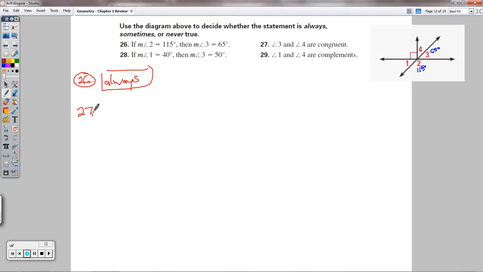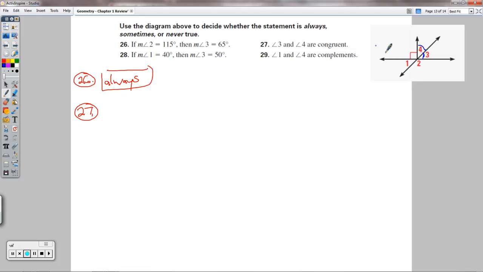27. Let me erase what I had there. Now I've got a new set of requirements or data. We've got angle 3 and angle 4 are congruent. So if this one, let me use blue just to make that stand out a little better, if this one was congruent to this one, is this always, just based on what's in the picture here, does this always have to be true? Do they always have to be congruent?